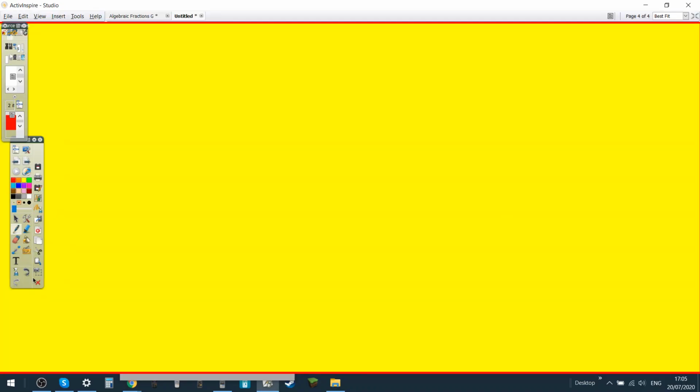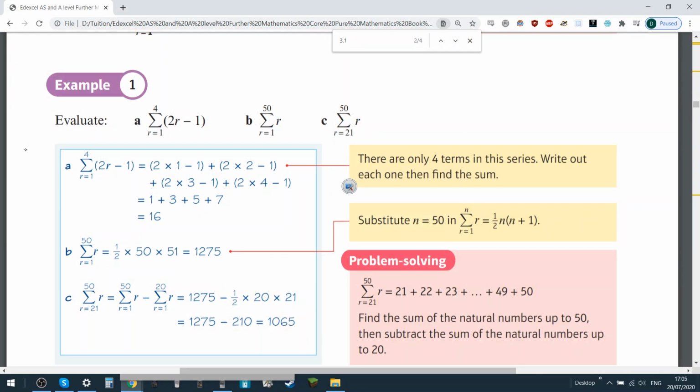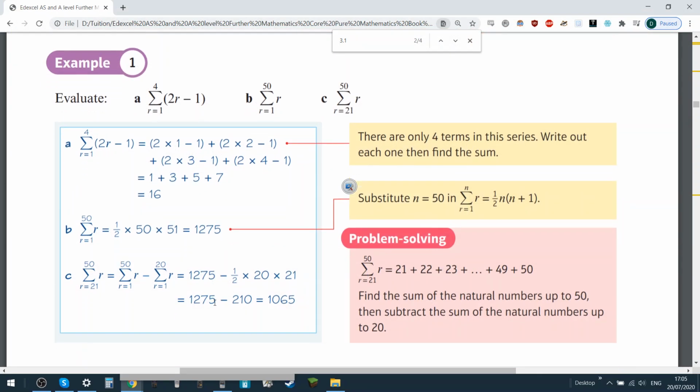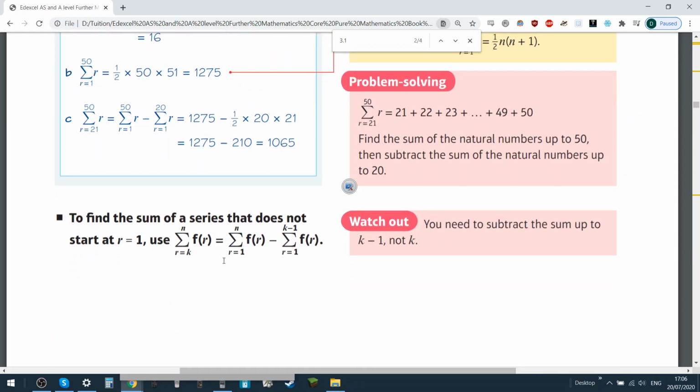That should be 21, not 19. Yes. 21, that's 210. So the answer is 1,065. Grand. Yep, looks good to me. Let us see. Yep, that's what we did.